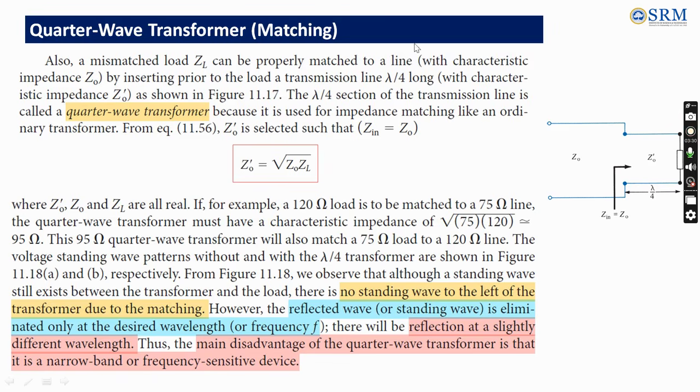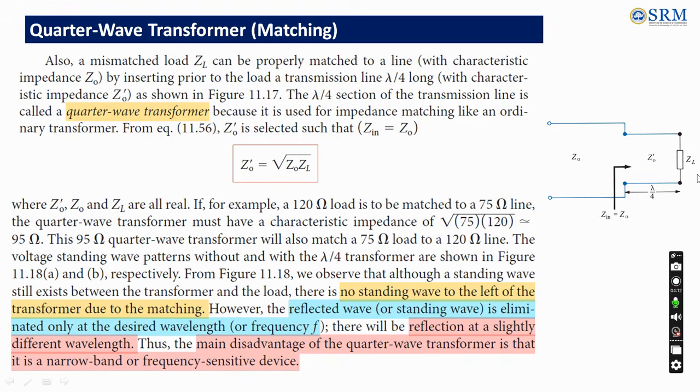Now let us see in the next page. See here, we are connecting a mismatched load. This load is matched to the line with the characteristic impedance by using a quarter wavelength transmission line having its own characteristic impedance. So how to compute the characteristic impedance of this particular QWT line? It is the root of the input impedance and load impedance. The input impedance here is nothing but the characteristic impedance of the line. And here we should note that all the impedances are real.